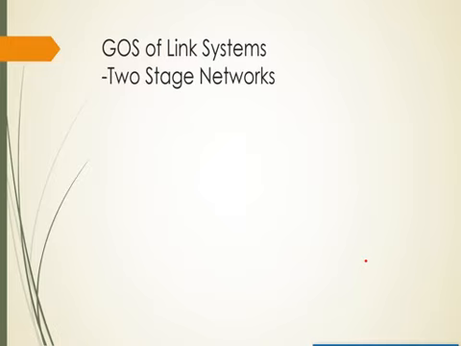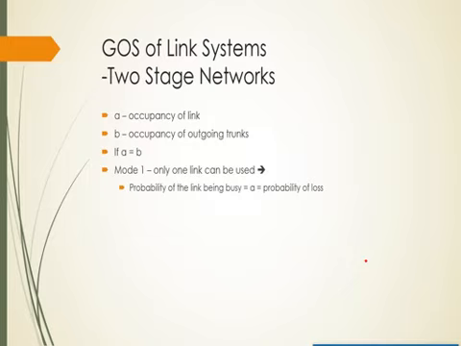So let us discuss for 2-stage networks. Let A be the occupancy of the links, and since only one link is present between the two stages, that is the primary and the secondary, we have only A, which is the occupancy of this, and B is related to the outgoing trunks, that is, the occupancy of the outgoing trunks. Now if we assume that both the occupancies are equal, then in mode 1 the grade of service, or the probability of the link being busy, will be equal to the probability of loss, which is basically given by the occupancy of the link, which is equal to A.